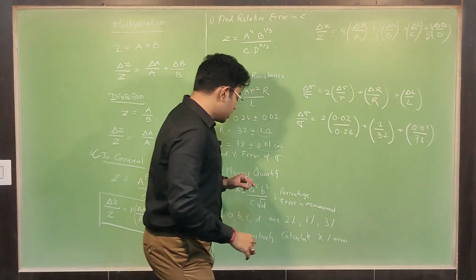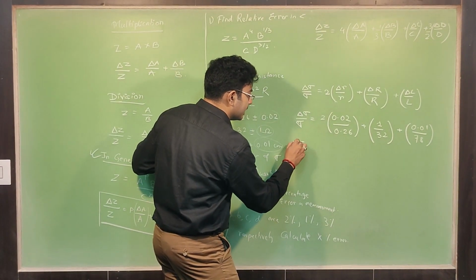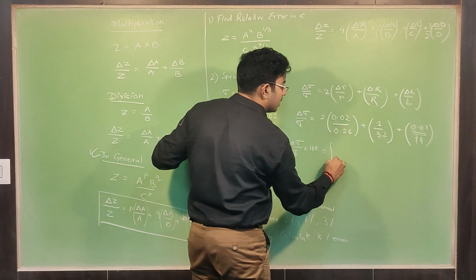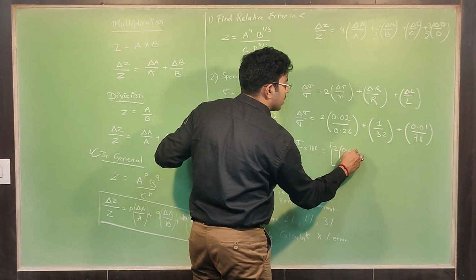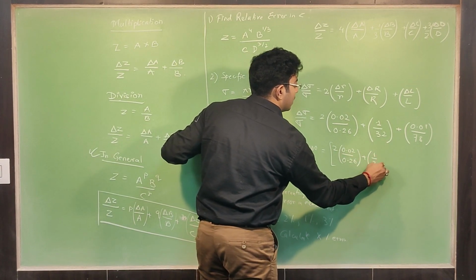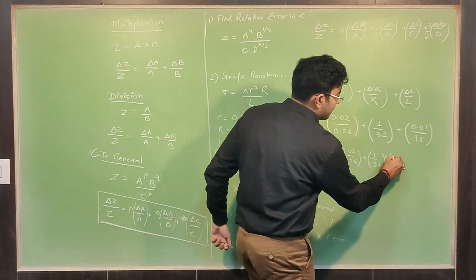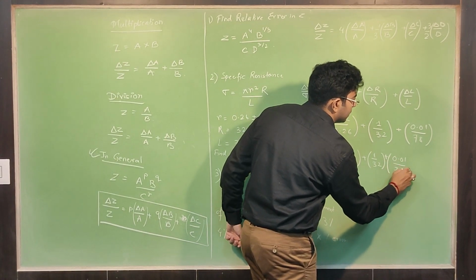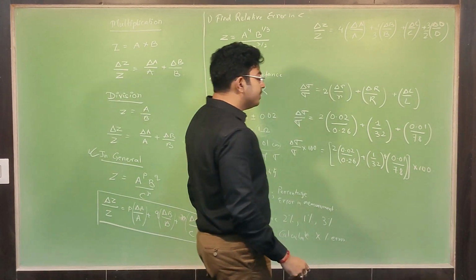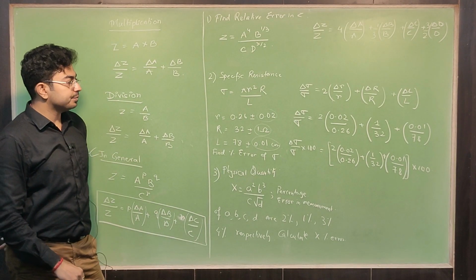Right. Now the question has asked, find the percentage error of sigma. Percentage error means delta sigma by sigma into 100. That means this entire part that you have got here needs to be multiplied with 100. This will give you the percentage error, right? Please calculate this one and let me know.